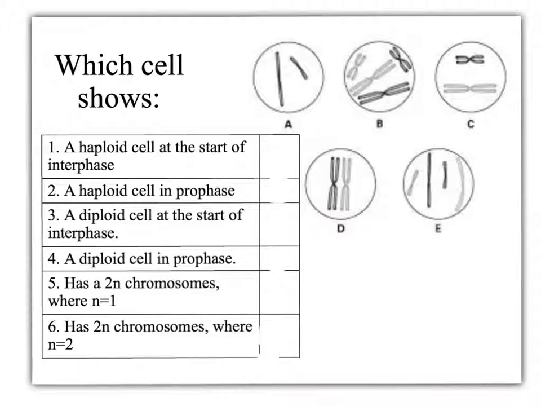So a haploid cell at the start of interphase, that must be A, and a haploid cell in prophase must be C. A diploid cell at the start of interphase, that must be cell E. A diploid cell in prophase, where the DNA is replicated, that must be B. 2 N chromosomes where N equals 1, that is D, and 2 N chromosomes where N equals 2, that could be both B or E.